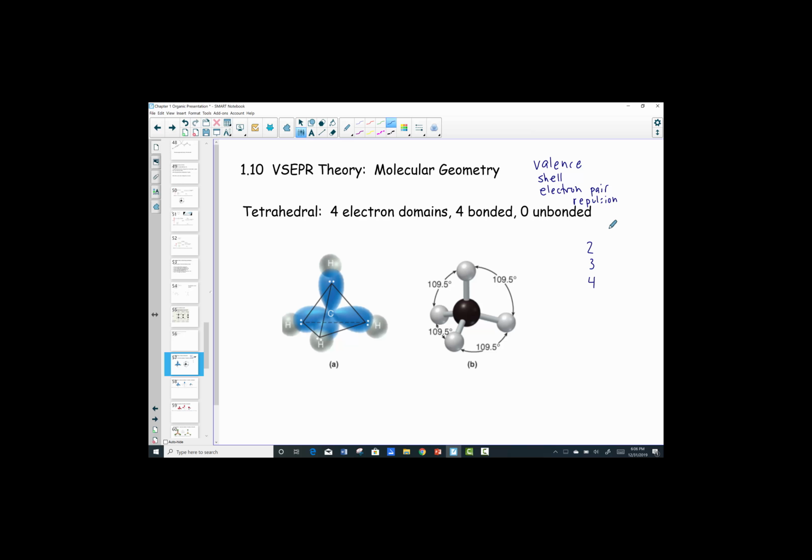Sometimes electron domains can be referred to as a steric number, if that's a word that you might have heard of before. I use the term electron domains. An electron domain from a central atom can either be a bond or a lone pair of electrons. So how many things are you looking at from a central atom? The first I'd like to talk about is 4 electron domains in which all 4 of those electron domains are bonded and 0 are unbonded.